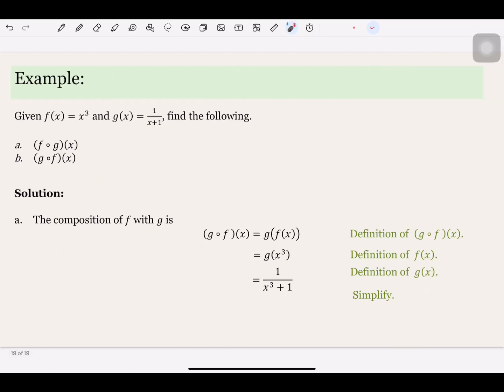Next, let's do the composition between g and f. So by the definition, you have to get g at f of x. So instead of f of x, I'm going to replace x cubed. And then you have to evaluate g at x cubed. So g of x is 1 over x plus 1. So instead of x, I'm going to replace x cubed. So this x is going to be x to the power 3. So this is the composition of g and f.